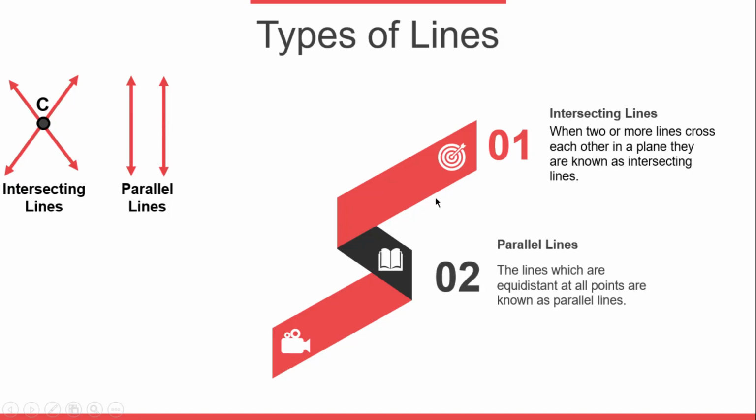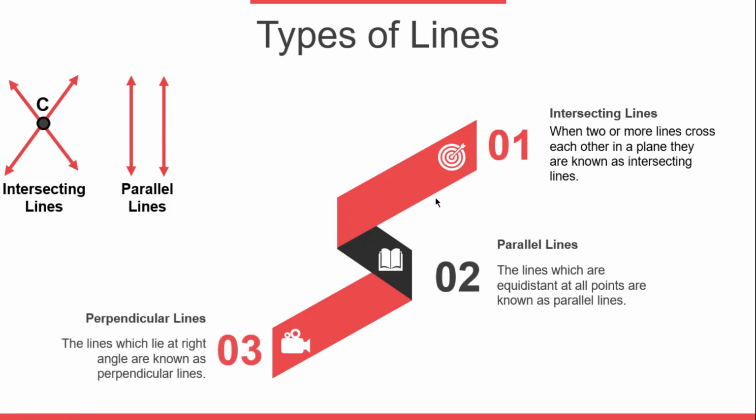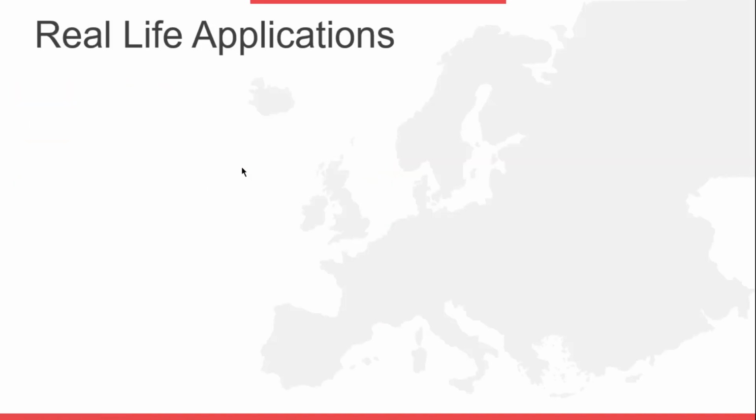Now the third type of line that you will learn is perpendicular lines. The lines which lie at a 90-degree angle are known as perpendicular lines. Now you may ask, what is a 90-degree angle? We will be learning more about angles in the lessons to come. So for now you can just understand that an L or a T consists of perpendicular lines. It looks something like this, which has a squarish edge and it makes a right angle or a 90-degree angle between each other. So what are the real life applications of these lines?